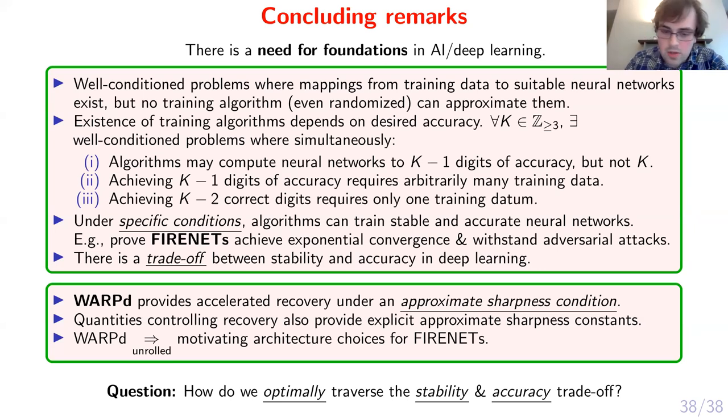So an important question moving forward, which is something I'm interested in at the moment, is how do you optimally traverse this stability and accuracy trade-off in using deep learning techniques? FIRENETs are a particular example that seem to balance these two things, but of course they're not the end of the story. Great, that's it, and thank you for listening.